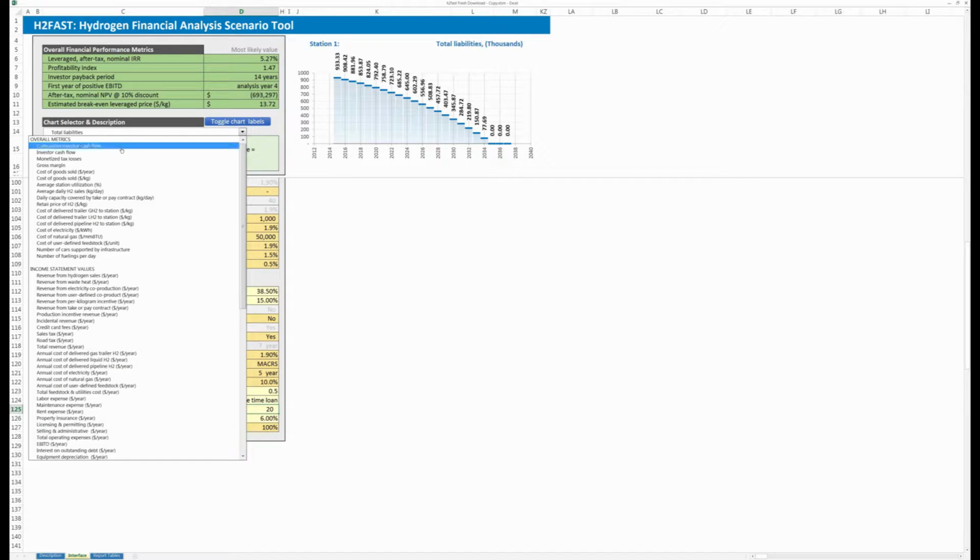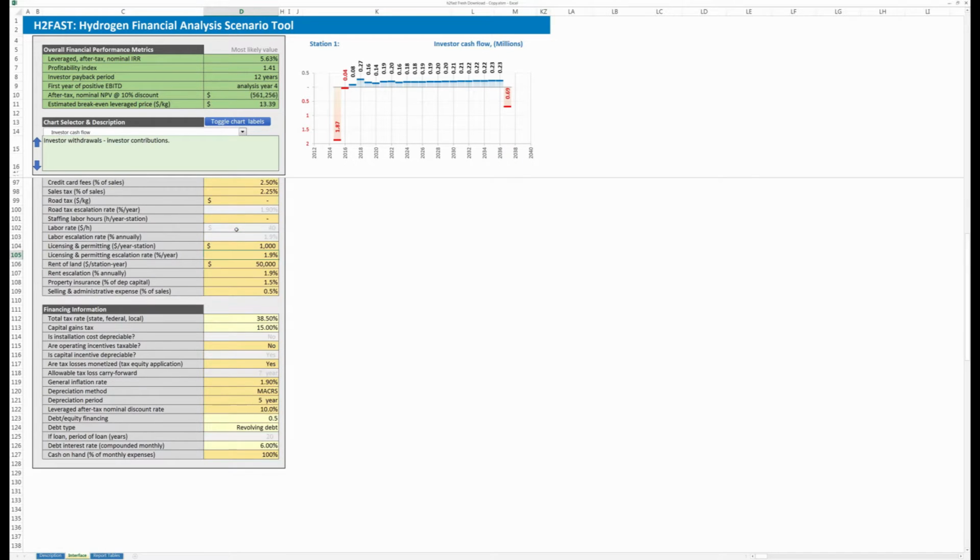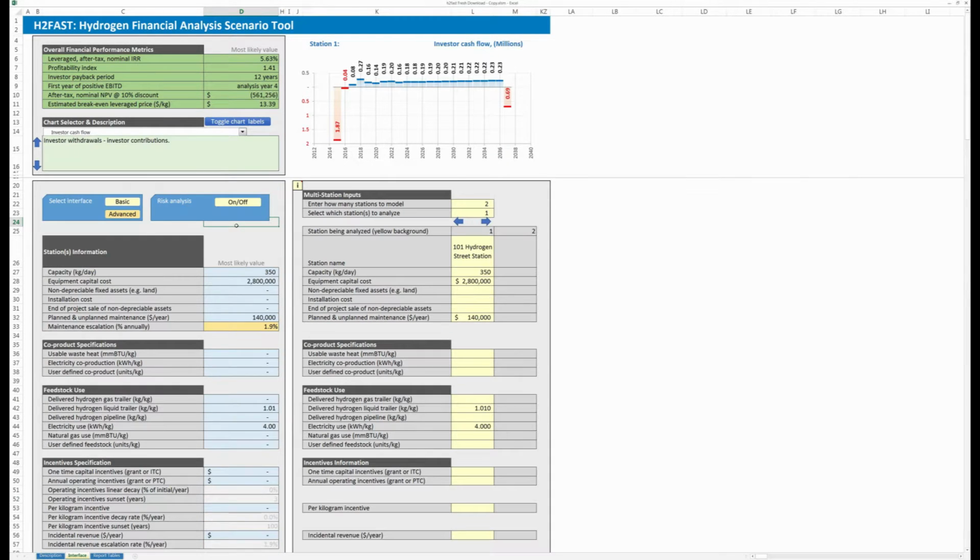So if we look at the investor cash flow in this scenario, you're going to see that the negative cash flow at the end disappears. So let's leave this as revolving debt. Generally speaking, revolving debt provides you a higher degree of leverage for the investment, so that you have a better financial performance for equity investors. So this is fun, but what else can we do with it?